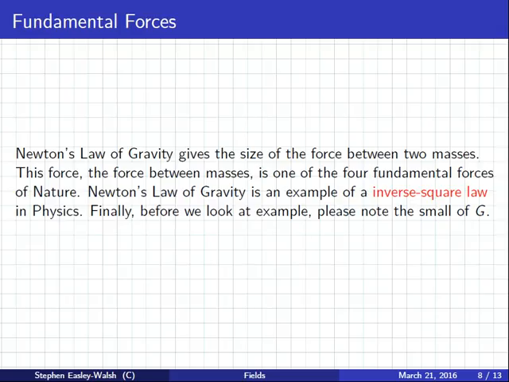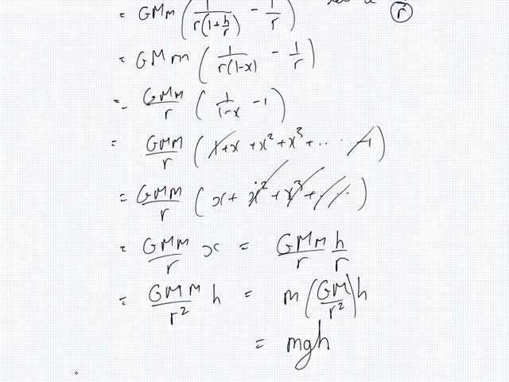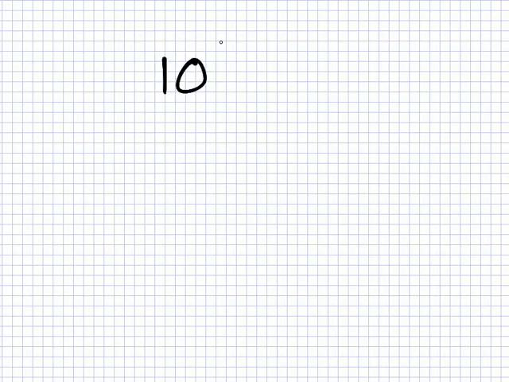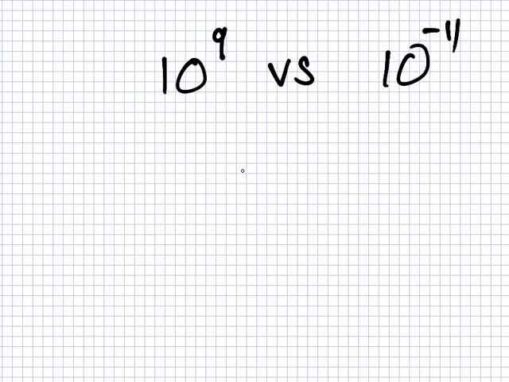And if you think about the formula, what was the value of G? Do you remember the power for G in the formula? 10 to the minus 11. And what was it for k? It was a big number, wasn't it? Yeah, it was 10 to the 9 versus 10 to the minus 11. That's a 10 to the 20 difference.